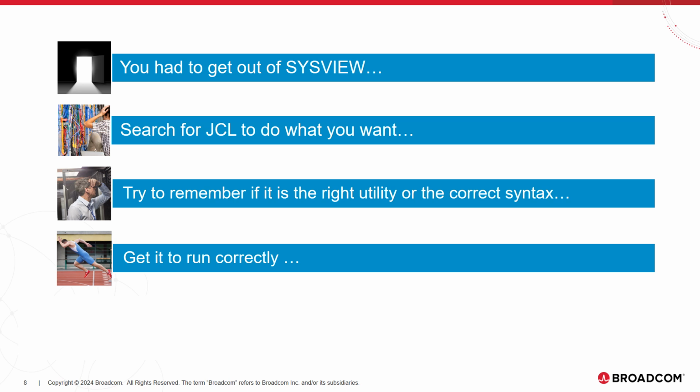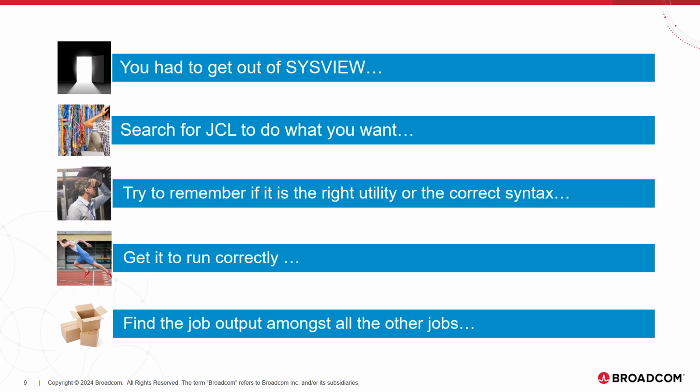Then you had to submit it several times perhaps, correcting JCL errors, changing parameters, etc., all to get it to run correctly. Finally, you had to go search for the completed job mixed in with your other batch jobs on spool. And once you found the correct job, you had to get into the output files to find the right information that you needed.